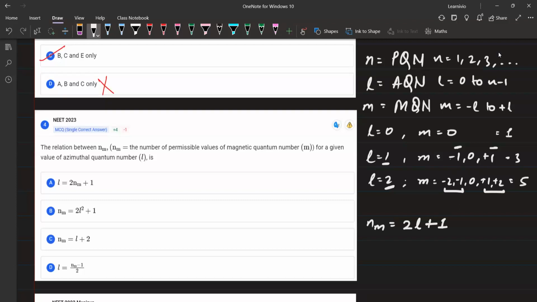Okay, now let us see if this is an answer. So the first one is saying L is equal to, so let us also write this according to L. For L, what we will have to do, L will be equal to, 1 will go that side, so we'll have NM minus 1 and 2 divided by 2, like this. So this is equal to L. This is not right. Not right. This is correct. L is equal to NM, number of magnetic quantum numbers, minus 1 divided by 2.